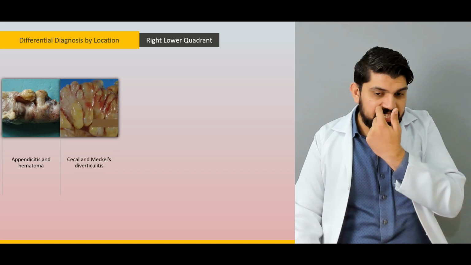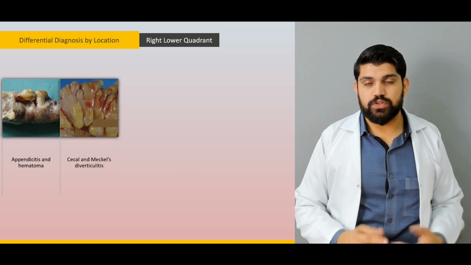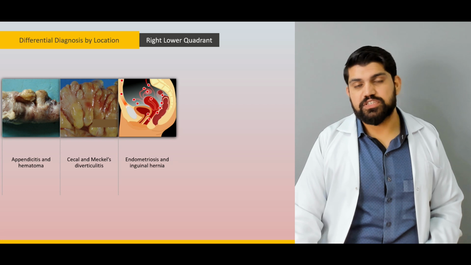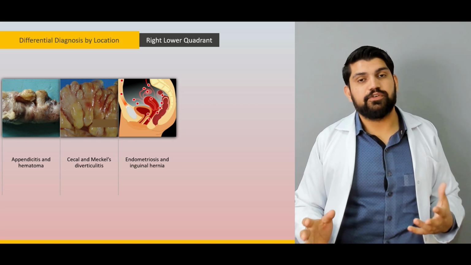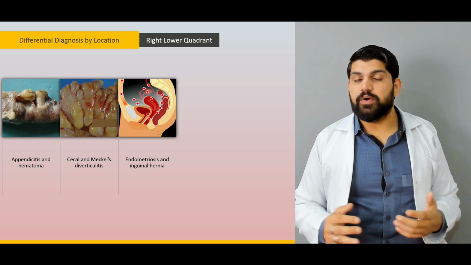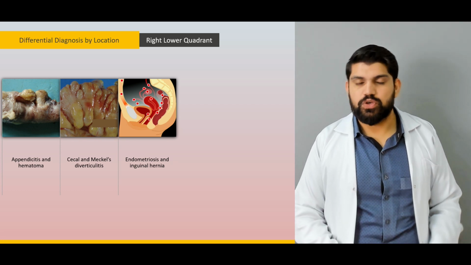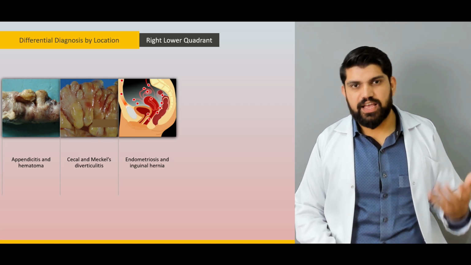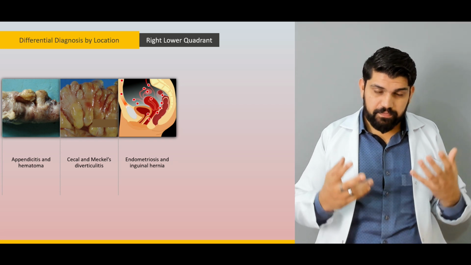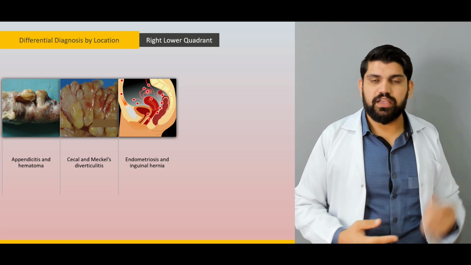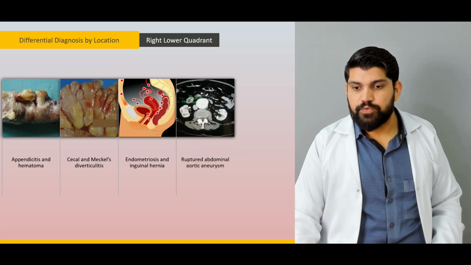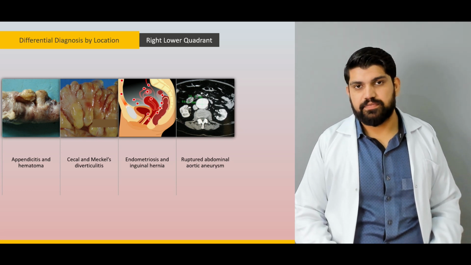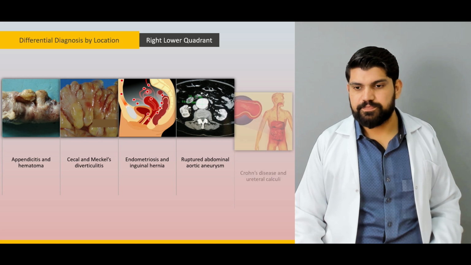Hematoma, cecal and Meckel's diverticulitis. These are also important diagnoses in right lower quadrant pain. Endometriosis and inguinal hernia. In the right iliac fossa, there is the inguinal canal, so a high suspicion of inguinal hernia. How do you ask a patient? Cough reflex, ask him to cough. If there is any bulge in the right iliac fossa, think of inguinal hernia. Ruptured abdominal aortic aneurysm can again present with right iliac fossa pain. That's an emergency, needs treatment.